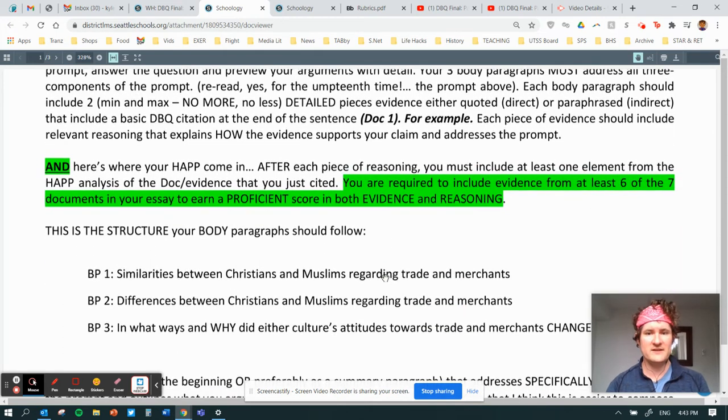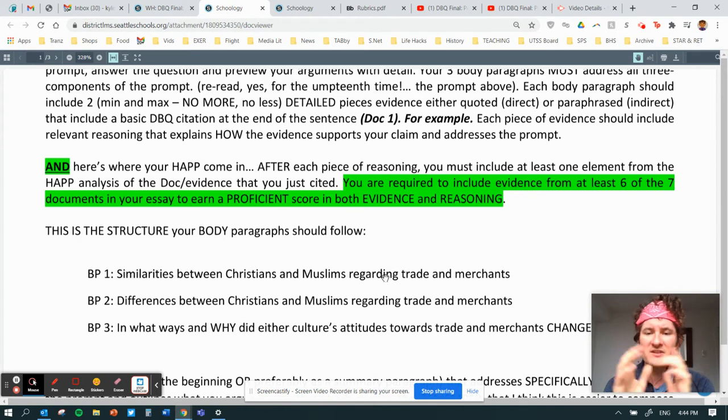And lastly, here's where your HAPP analysis comes in, and we'll do this breakdown in a second. In addition to reasoning your evidence, you will add 1 more sentence. After each piece of reasoning, you will include 1, not all 4, 1 element of a HAPP analysis from that document. So if your evidence comes from Doc 2, your HAPP analysis from Doc 2, you'll pull 1 of the H, A, P, or P elements that you will build into a complete sentence.